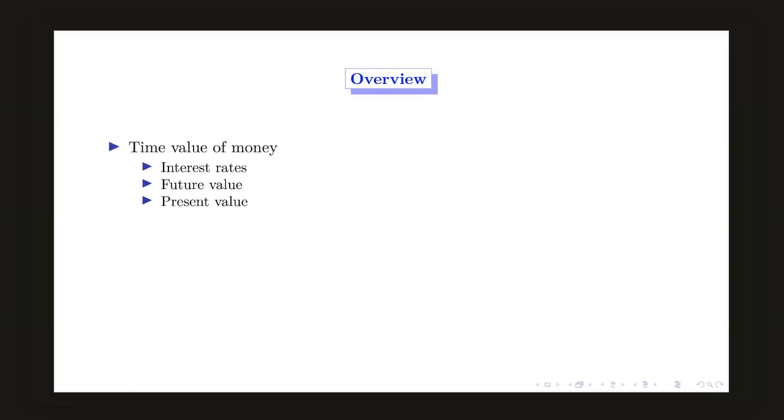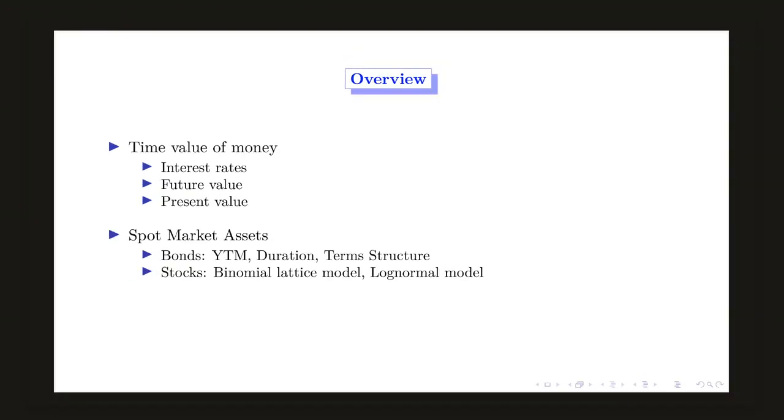Recall that we started our course with a short introduction, and after that we took up the discussion on time value of money, in which we introduced different interest rates and their computational methods, and then we studied future value and the present value of a cash flow, and also future and present value of a cash flow stream. Then we went into the discussion on spot market assets.